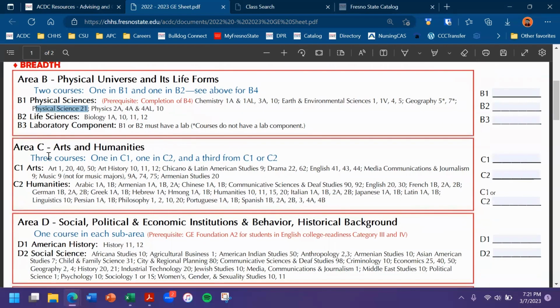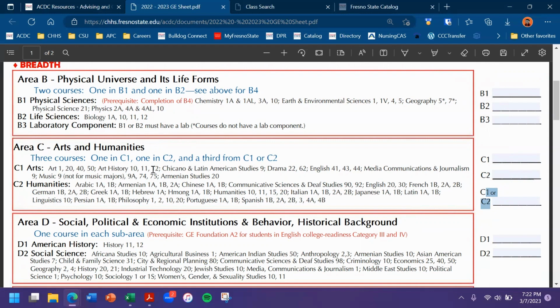Finally, with the complicated areas, we have the area C requirements, where you need 1 course from the arts, 1 course from the humanities, and then a third from either. So 2 arts, 2 humanities, but not 3 from one area. And the arts are relatively straightforward. Not every area requires you to actually do art.